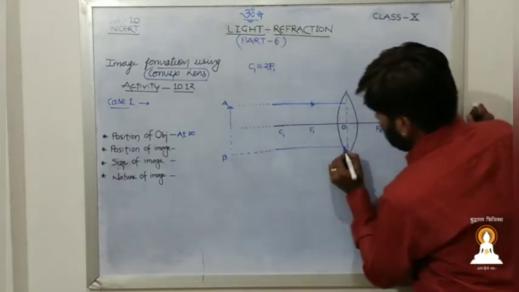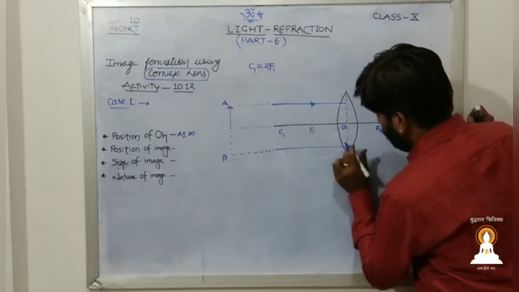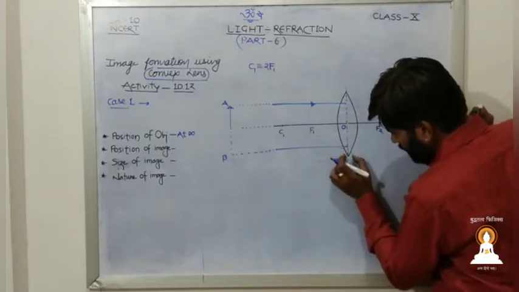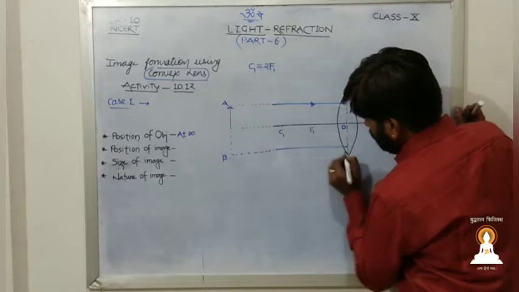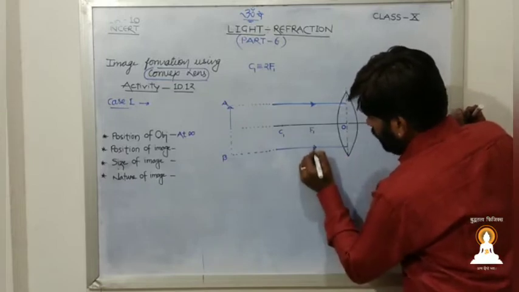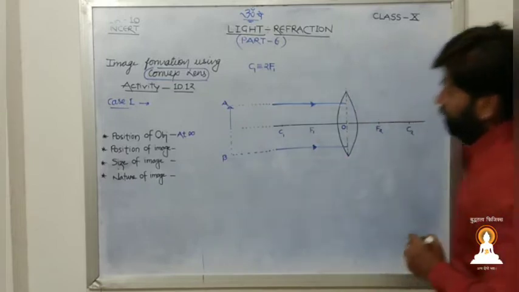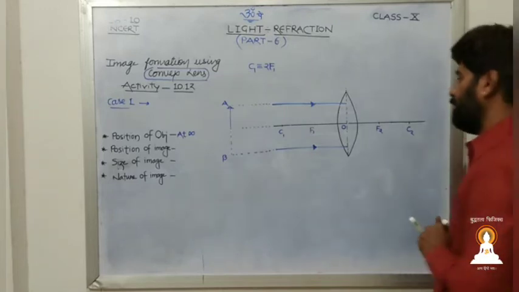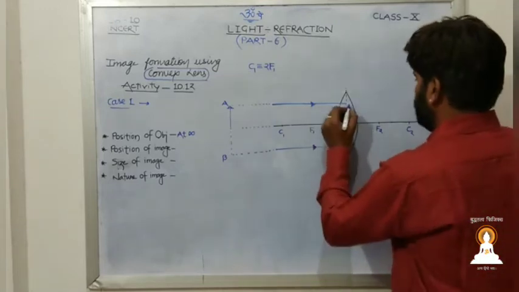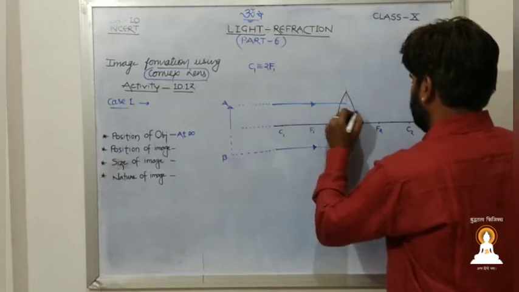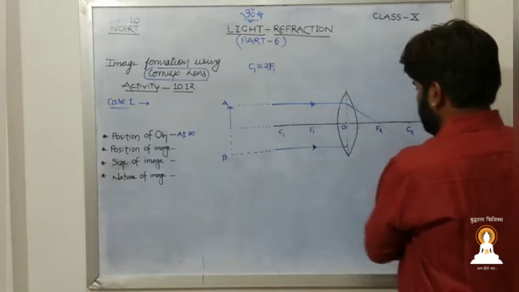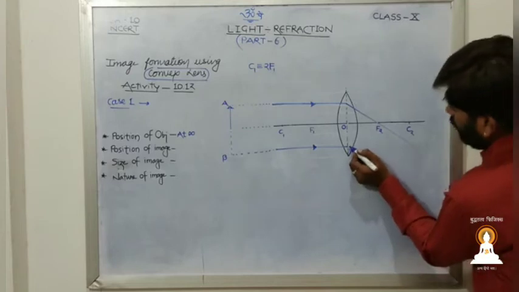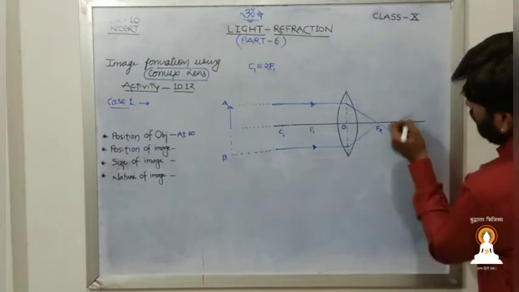Now, as I have already requested, you have to leave this much portion, because these are the sharp corners of this particular lens. Now the two rays which are coming, just after refraction, rule number 1 says what? They will pass through the focus on the other side.